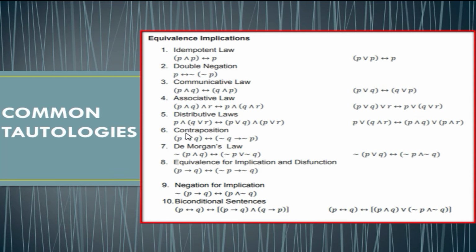Number 5 is distributive laws. We have P and Q or R if and only if P or Q and P or R.